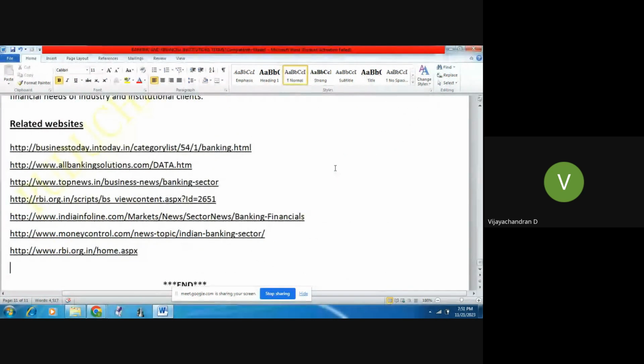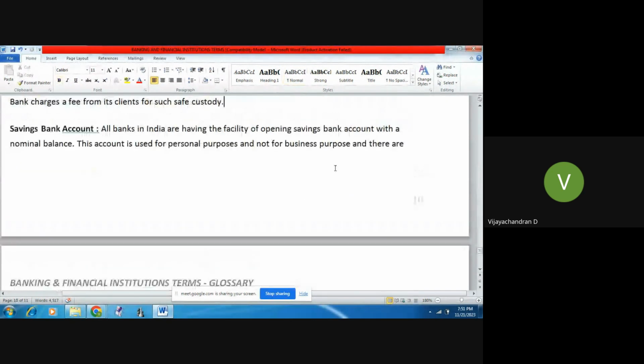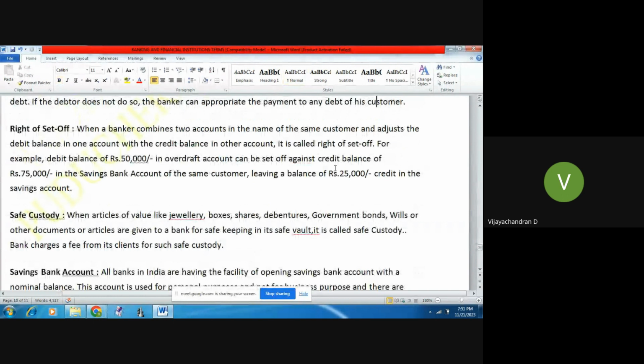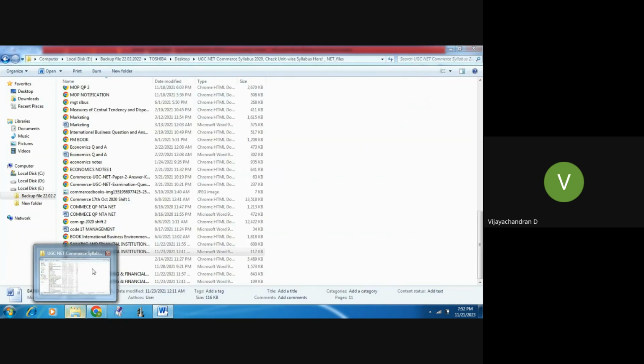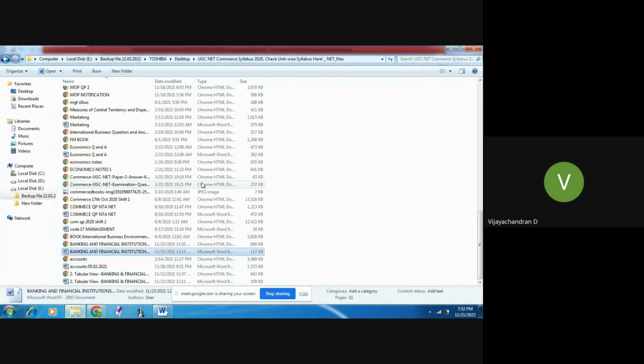So these are the basic things you should know. Without knowing the basic things, the other areas will be difficult for you. That is the reason why I am portraying it in two ways. One is understanding the basic terms. Then we'll go for the unit wise.